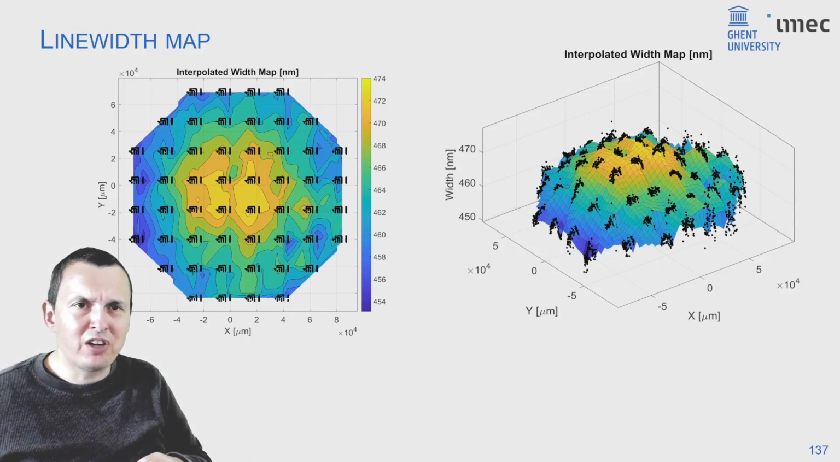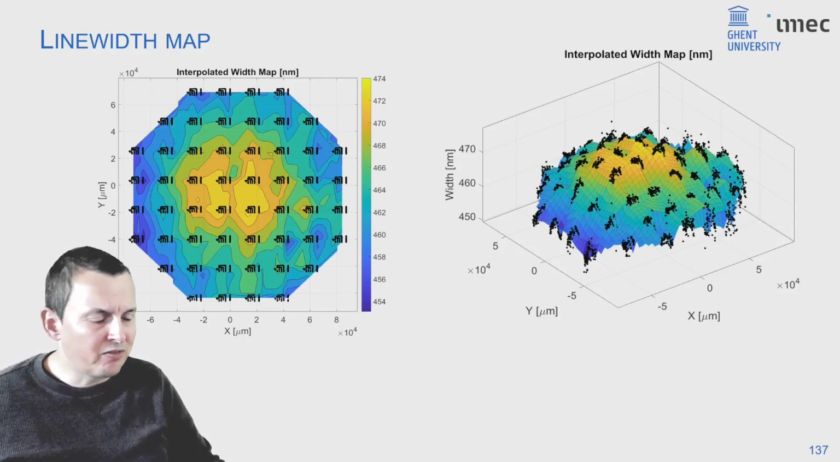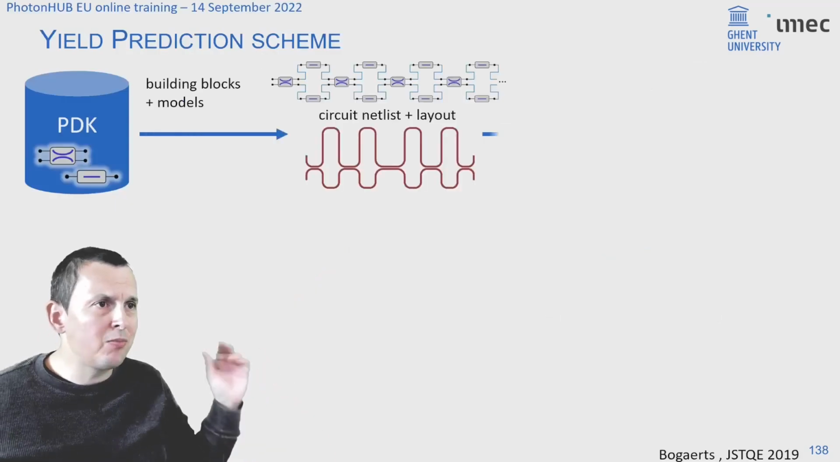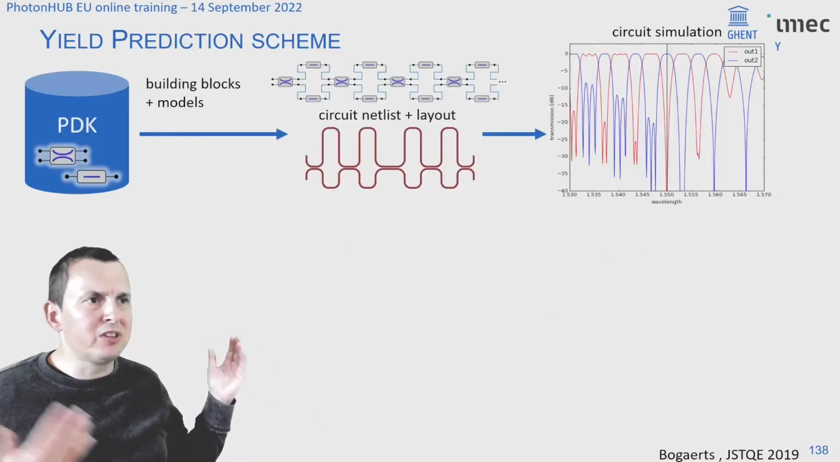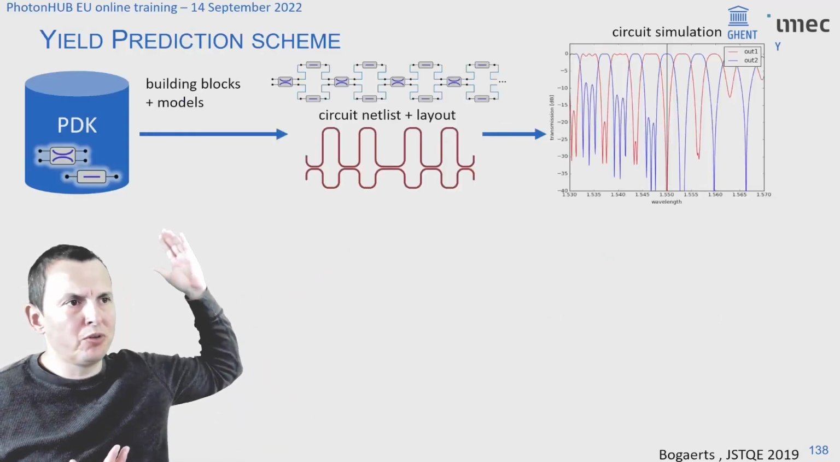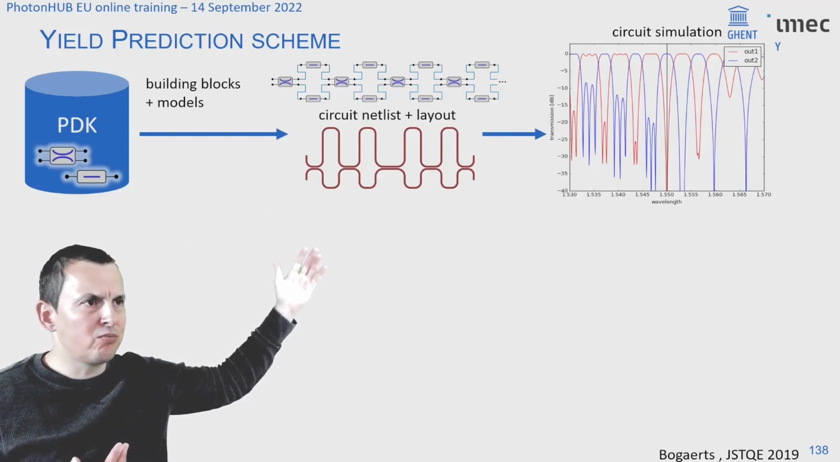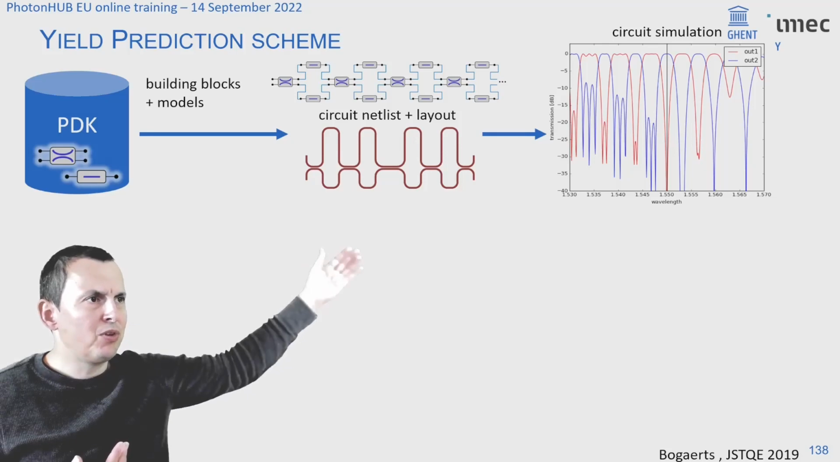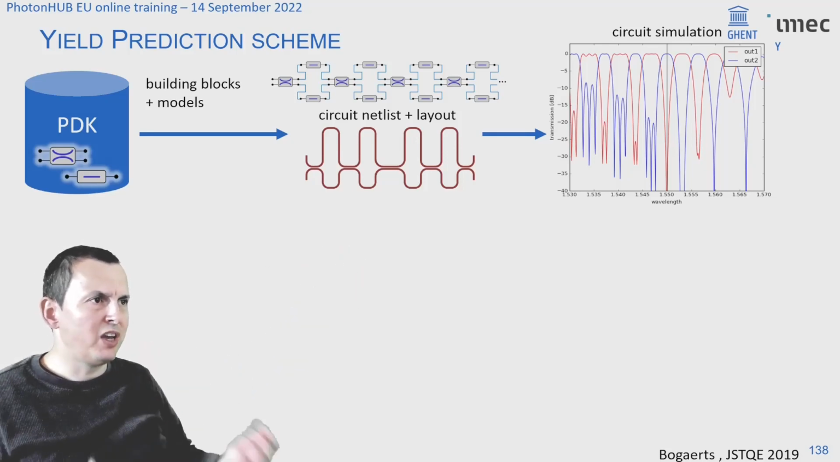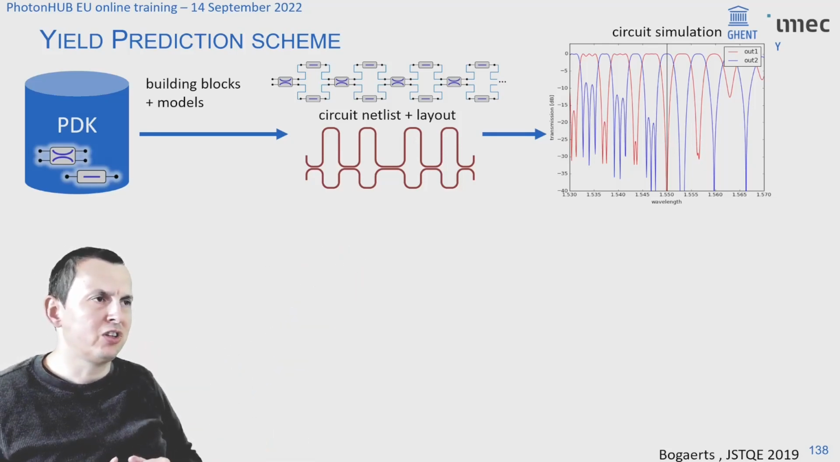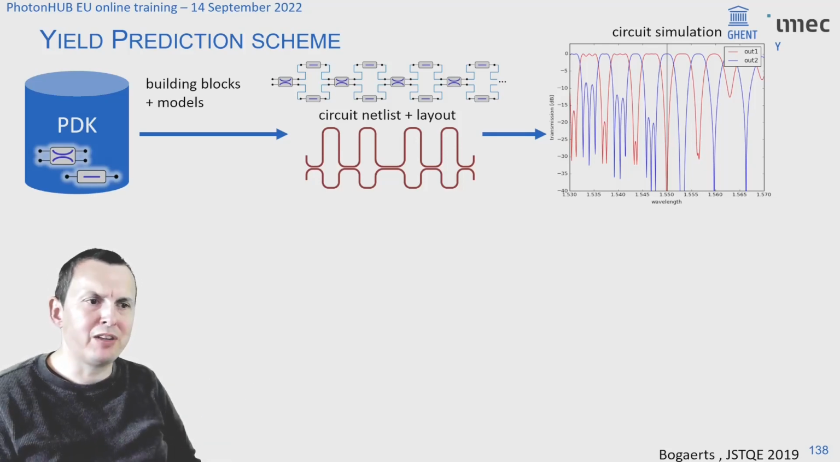Now, how can you actually quantitatively predict this? Well, for that, you need simulations. So in the normal design flow, we basically take components from a PDK, we put a circuit together, the netlist, we make the netlist, the layout, and we run the simulation, and we get the behavior of the circuit as function of the components that we used, as function of wavelength, for instance.